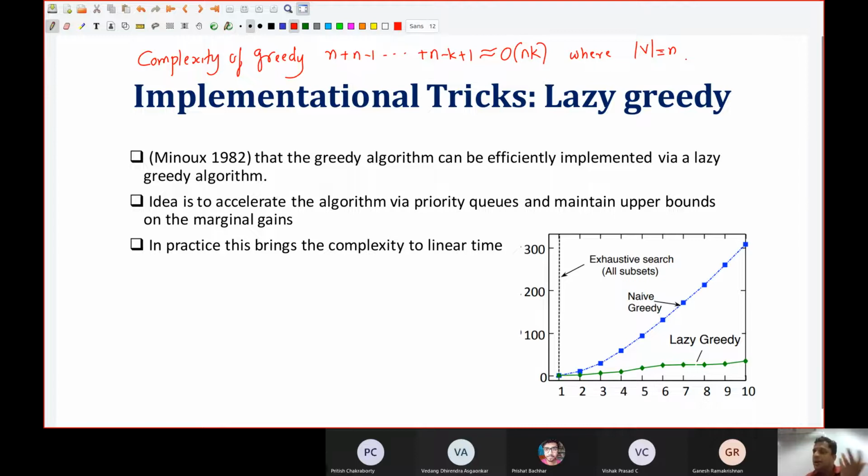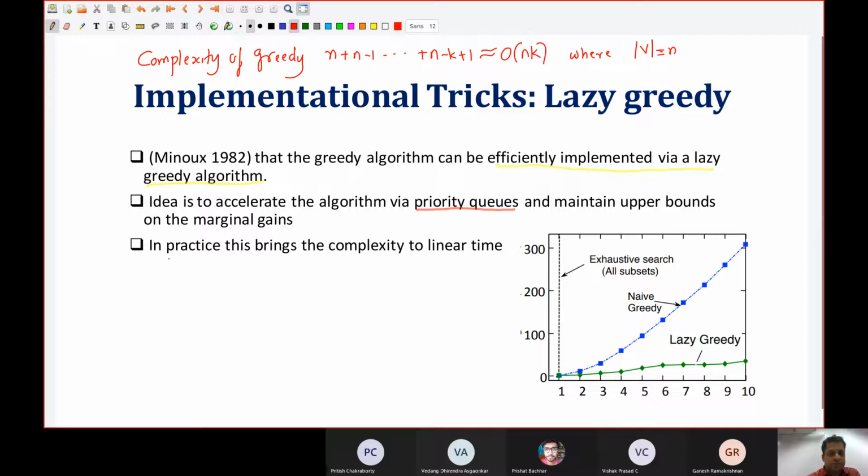And it turns out that you don't have to do this. I'll give an example. I'll run through this carefully. There is a very interesting engineering trick without any loss. It's called the lazy greedy trick. The idea is, if you've done data structures, you have heard of priority queues. Use priority queues and maintain upper bounds on the marginal gains.